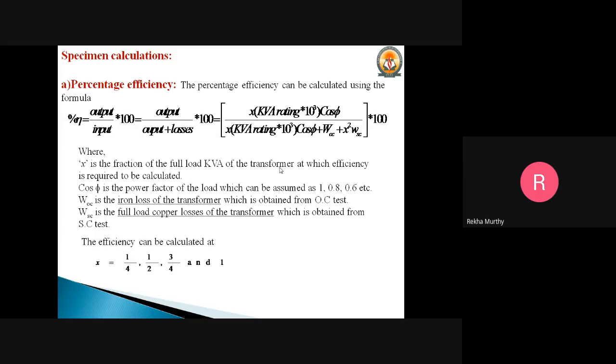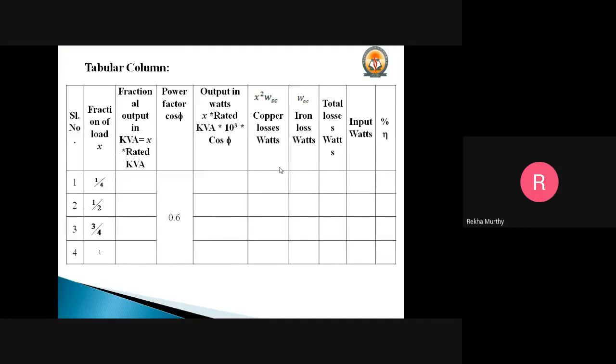Here in this experiment, you are nowhere applying a load. So this is without loading, you are conducting the test for a single phase transformer. With the help of the losses itself, we are going to calculate it for the different loads, that is, manipulating in the formula itself. X is denoted for 1/4, half, 3/4 and 1.